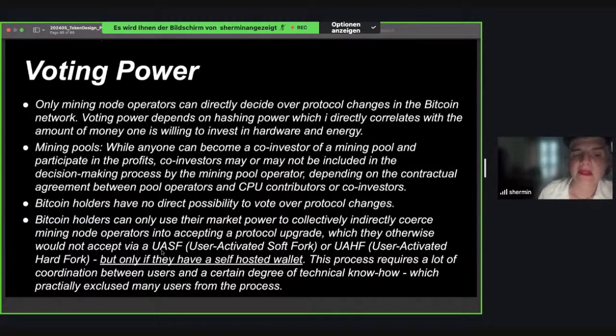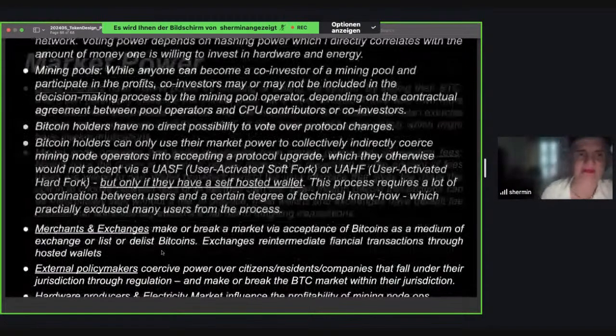So this is unclear. Bitcoin holders have no direct possibility to vote over protocol upgrades. They can only coerce the miners via a user-activated hard fork or soft fork to accept a protocol upgrade, which they otherwise wouldn't, through their sheer market power. But this would require a lot of coordination among users and also technical know-how, and only users, of course, who host their own wallet.